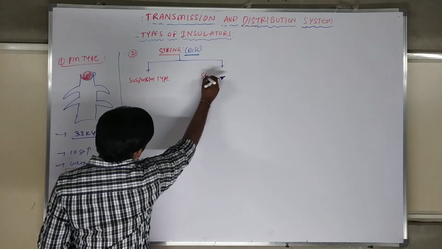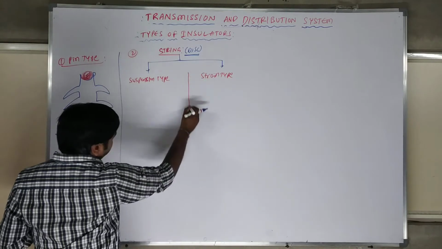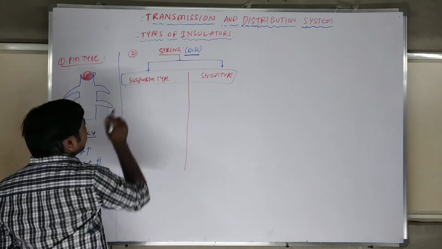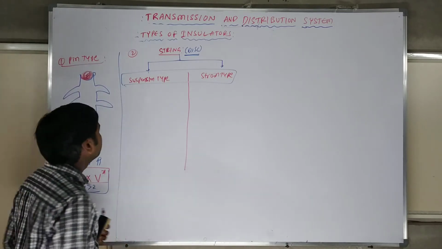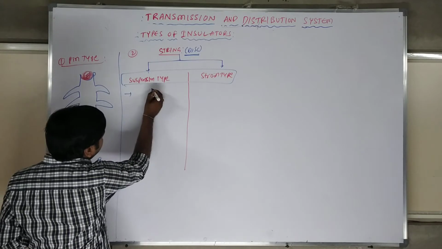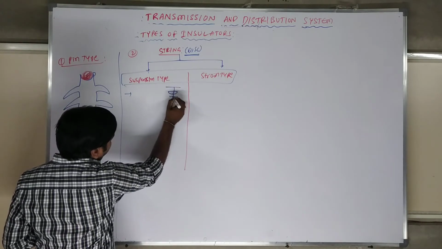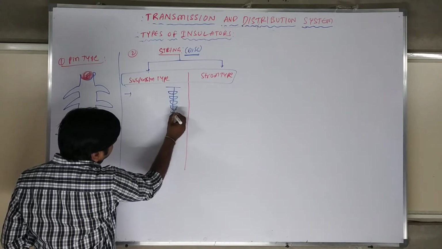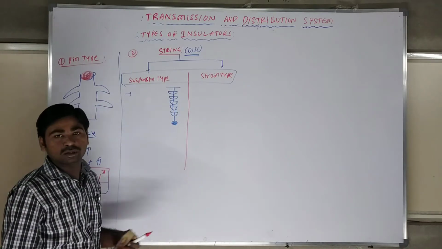Next, strain type insulator. We have suspension type insulators and strain type insulators, so there are 2 types of insulator. If you go for a suspension type insulator, the discs are connected like this, in a vertical direction in the horizontal plane. This is called a suspension insulator.